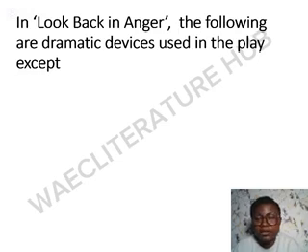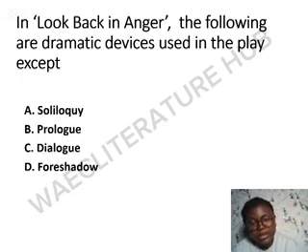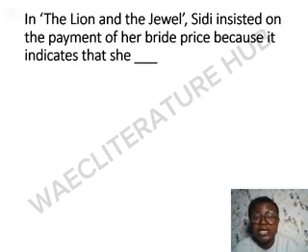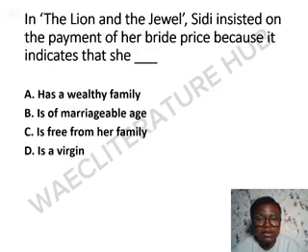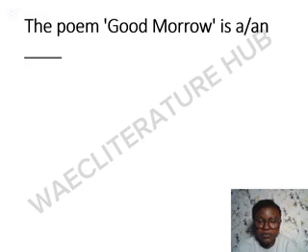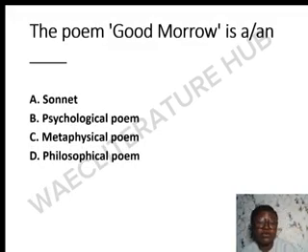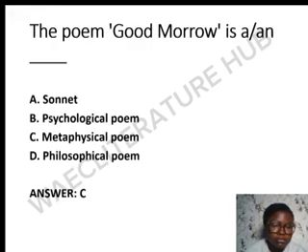In Look Back in Anger, the following are dramatic devices used in the play except: soliloquy, prologue, dialogue, or foreshadow? The answer is prologue. Every other thing was used. In The Lion and the Jewel, Sidi insisted on the payment of her bride price because it indicates that she has a wealthy family, is of marriageable age, is free from her family, or is a virgin. And the answer is D. The poem Good Moral is a or an: sonnet, psychological poem, metaphysical poem, or philosophical poem? And the answer is metaphysical poem.